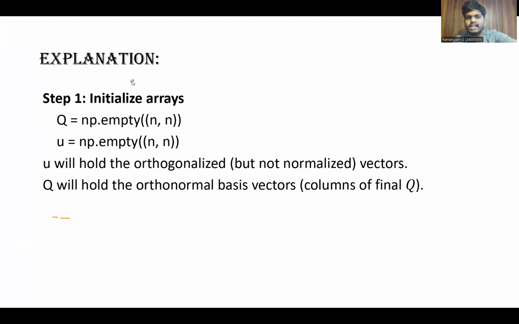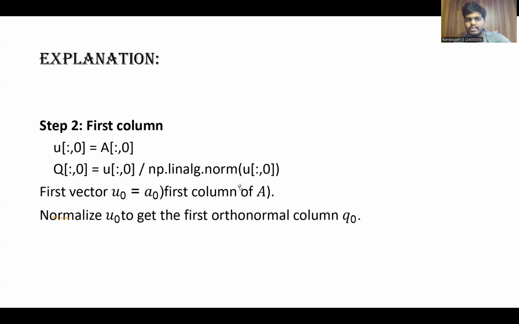So in detail, the first step is importing numpy and then defining the function. Next, we initialize the arrays. U holds the orthogonalized vectors and Q holds the orthonormal basis vectors, as already told in the code explanation. And then the second step is the first column.